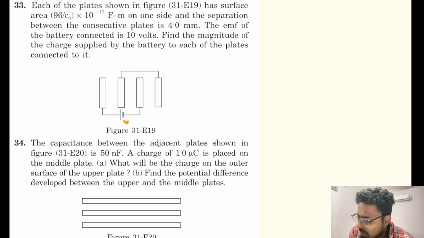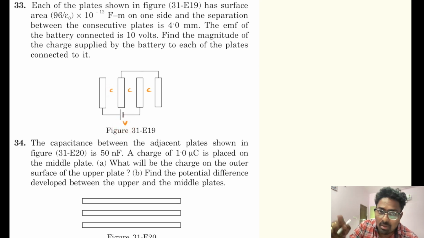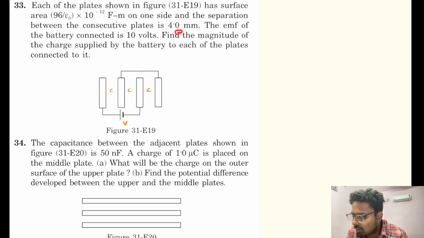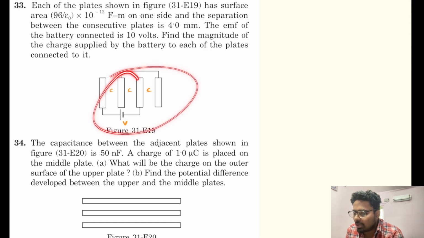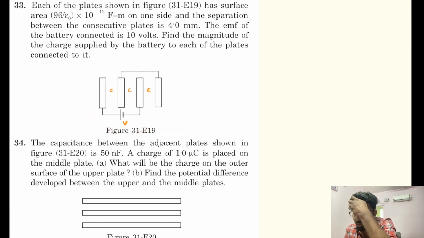I'll try to derive it. Let's say this is potential V and all the capacitances are the same, say C. This V is given, and this C we can find using the formula A epsilon naught by d. D is given, area is given, so that's fine. With these variables I'll try to find what they're asking: the magnitude of charge supplied by the battery to each plate connected to it.